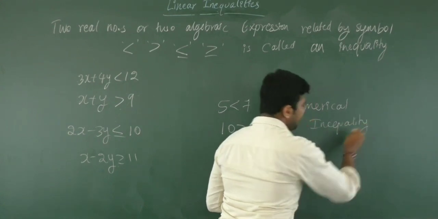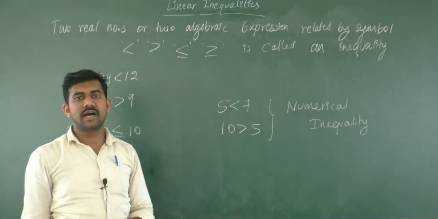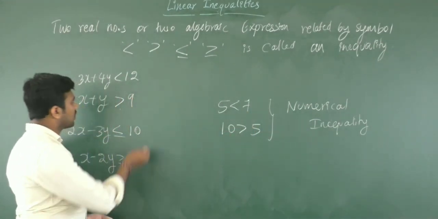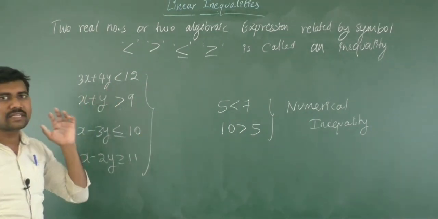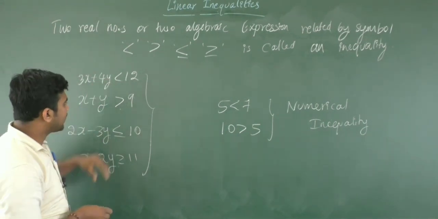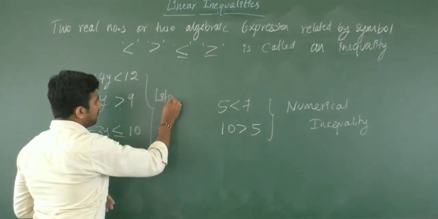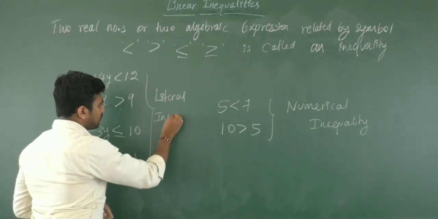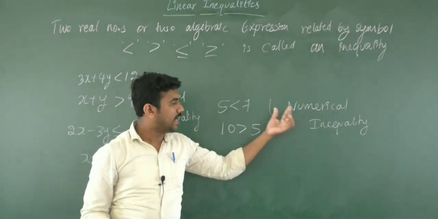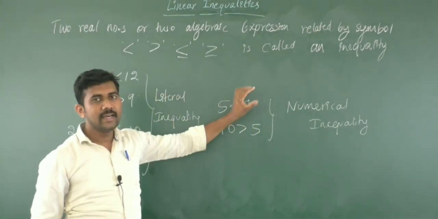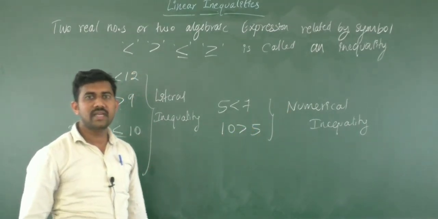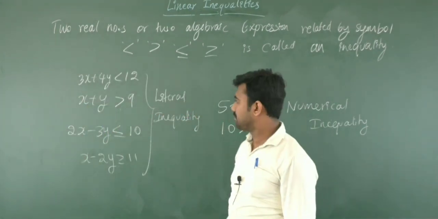An inequality which includes only numbers is called a numerical inequality. In this case, you can observe that together with numbers we use variables, English letters, and they are called literal inequality. So this is a linear inequality, this is a numerical inequality, and these are literal inequalities.